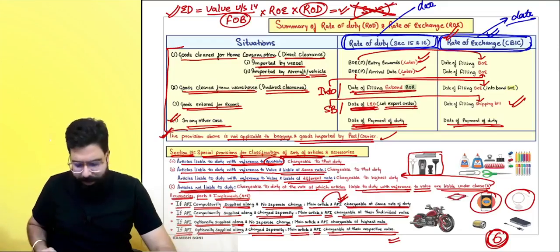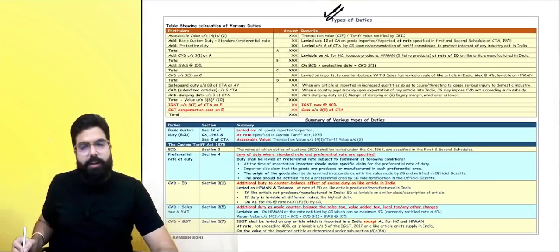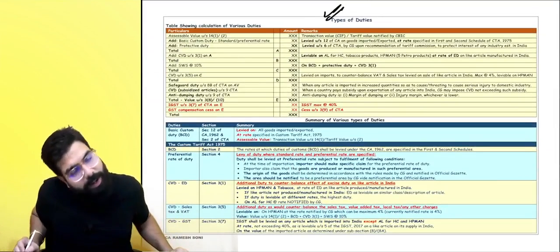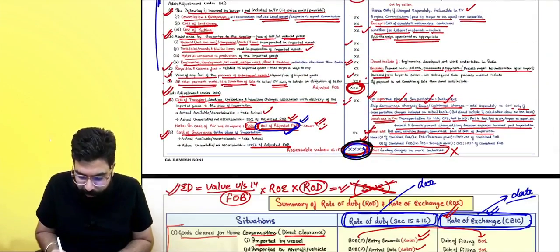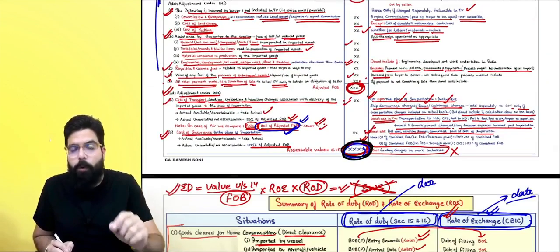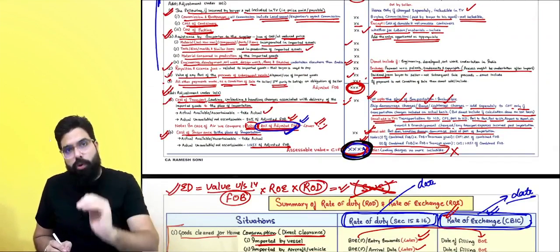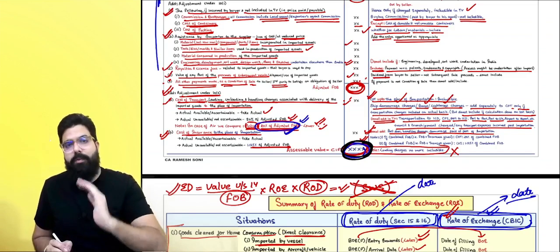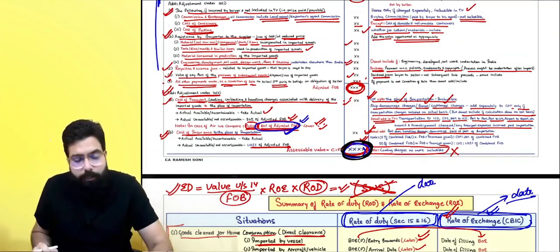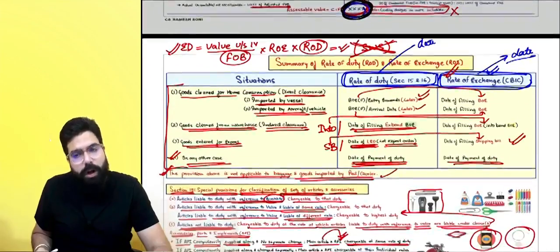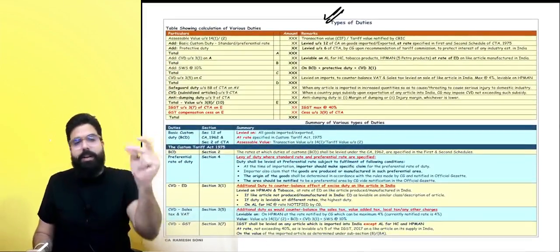Alright, students, the next chapter which we are going to revise is the types of duties chapter. Sir, can you give us a quick linking? See, once you have arrived at your CIF value, now you have to go ahead and charge the different types of duties: basic customs duty, social welfare surcharge, CVDs. On what values will these be charged? What are the different types of duties? We are going to understand this in the chapter of types of duties. Okay, sir, let's go ahead and start.